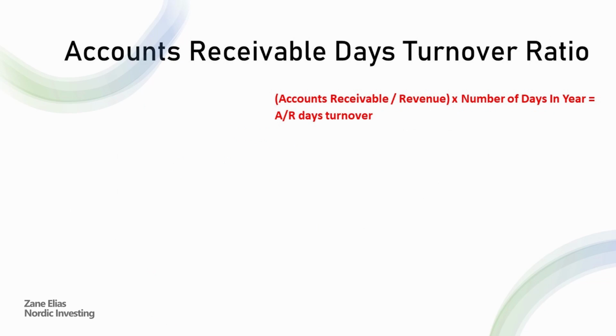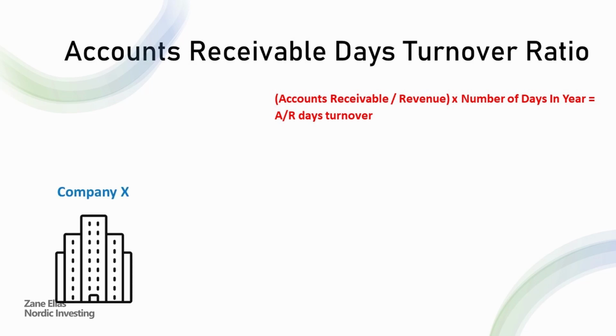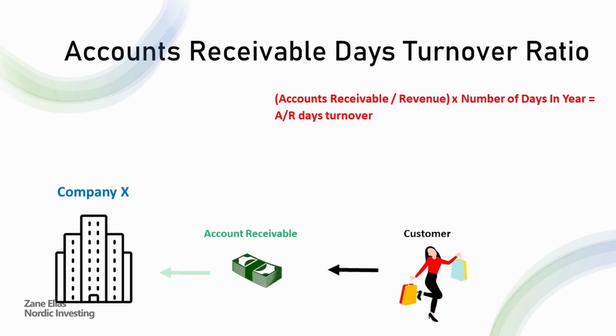Another important liquidity ratio that investors use is the account receivable turnover ratio. This formula tells investors how effective a company is in collecting its receivables from customers. The account receivables days turnover ratio is calculated by taking the accounts receivable, which can be located on the balance sheet of a report, and dividing it by revenue. Then multiply by the number of days that are being measured.